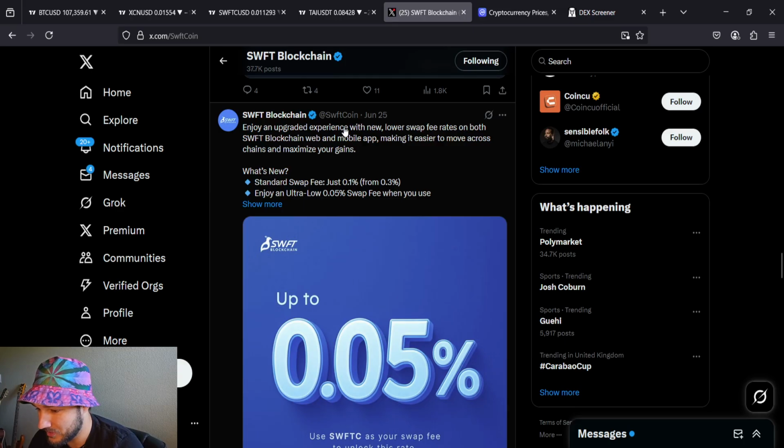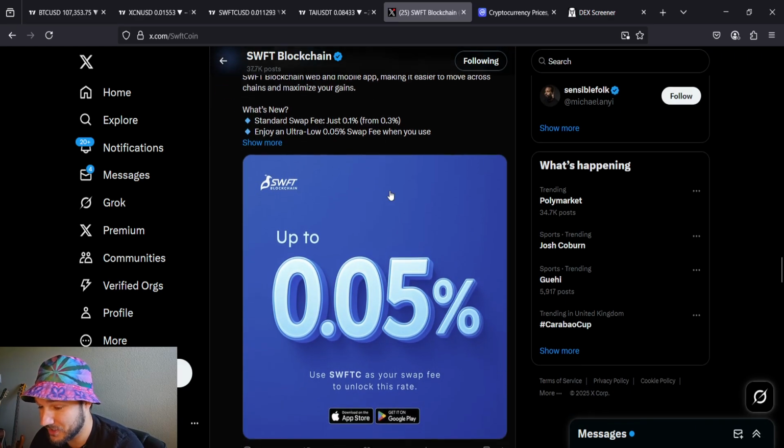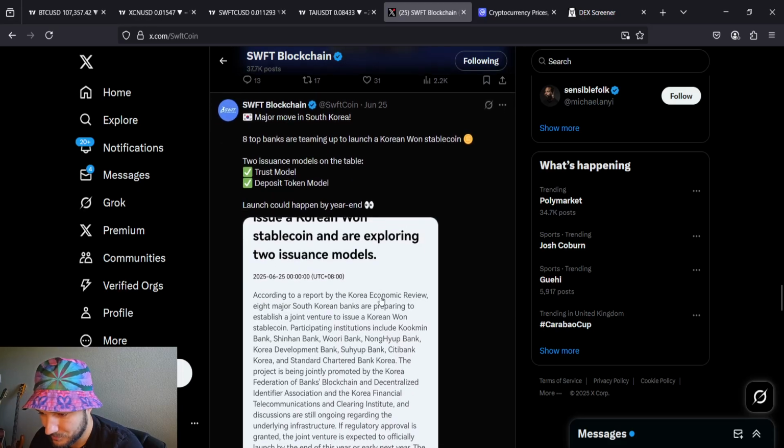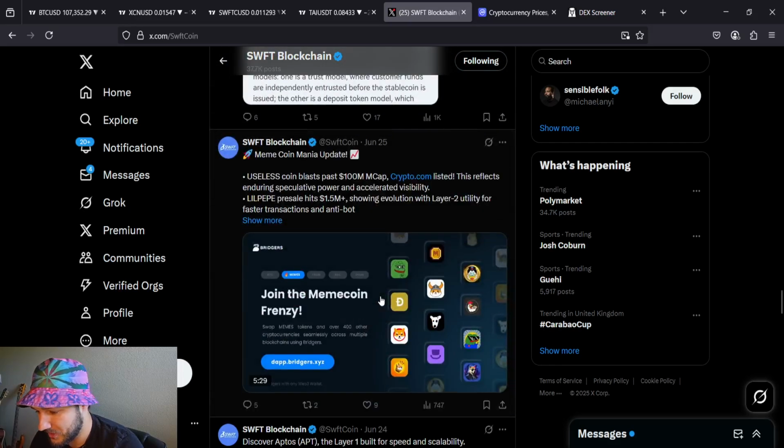Enjoy an upgraded experience with new lower swap fee rates on both Swift blockchain, web, and mobile app, making it easier to move across chains and maximize your gains. Not minimize, yeah. That's pretty cool. Anyways, guys, I got nothing else for you.